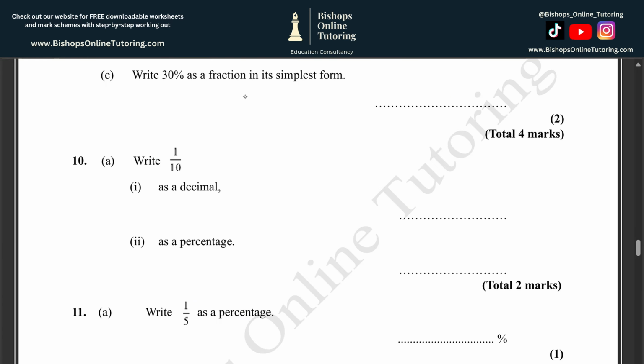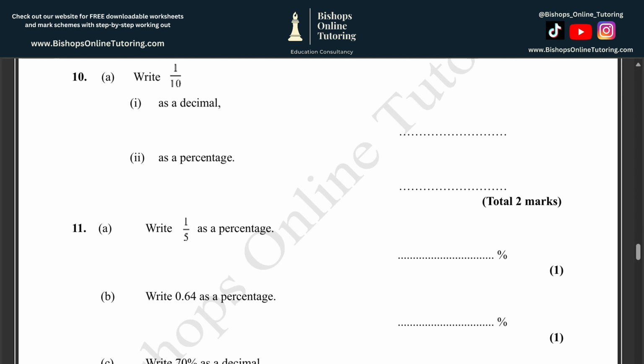Write 30% as a fraction in its simplest form. So 30 as a fraction would be 30 over 100. Now let's start simplifying. Firstly, we can cross off 1 0 here and 1 0 here. So that leaves us with 3 over 10. Now there's no number other than 1 that goes into both 3 and 10. So that is going to be our simplest answer, 3 over 10. Okay, write 1 over 10 as a decimal. 1 over 10 is going to be equal to 10 over 100, which is equal to 10%. So 10% as a decimal is 0.1. And 10% as a percentage is 10%, obviously.